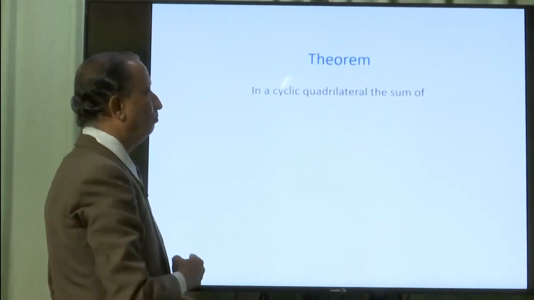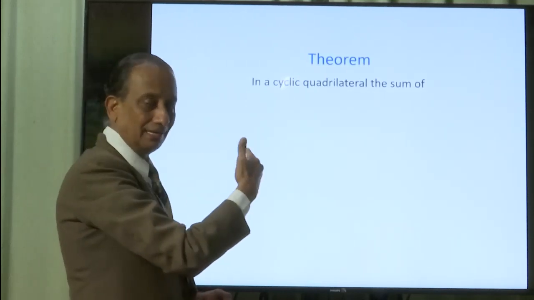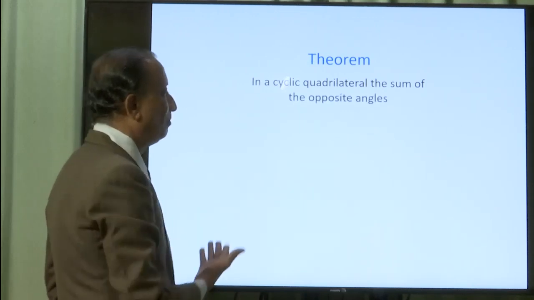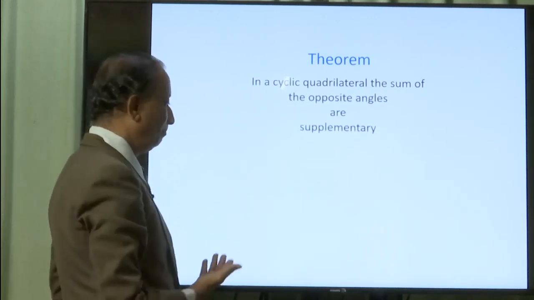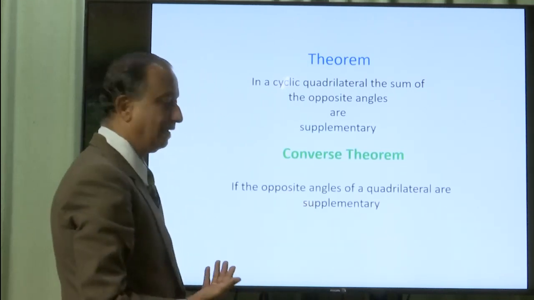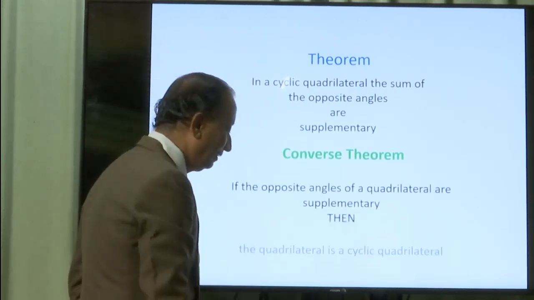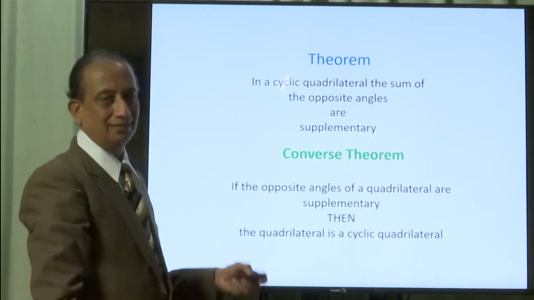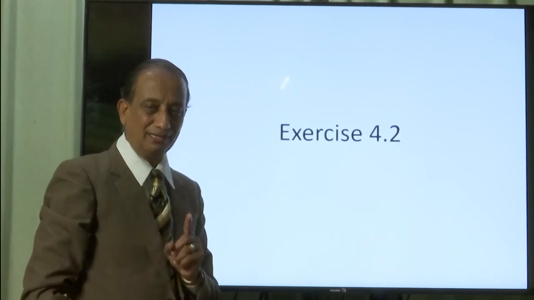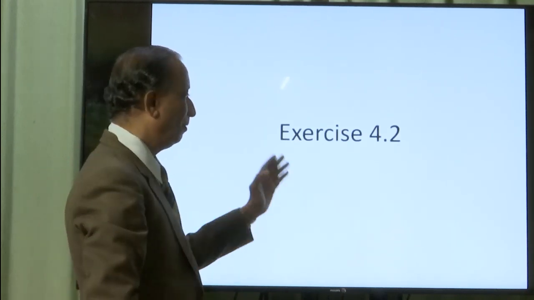Okay. Now let us revise this theorem. In a cyclic quadrilateral, the sum of the opposite angles is supplementary. Conversely, if the opposite angles of a quadrilateral are supplementary, then it has to be a cyclic quadrilateral. Okay. Now let us try to understand one important problem from exercise 4.2.